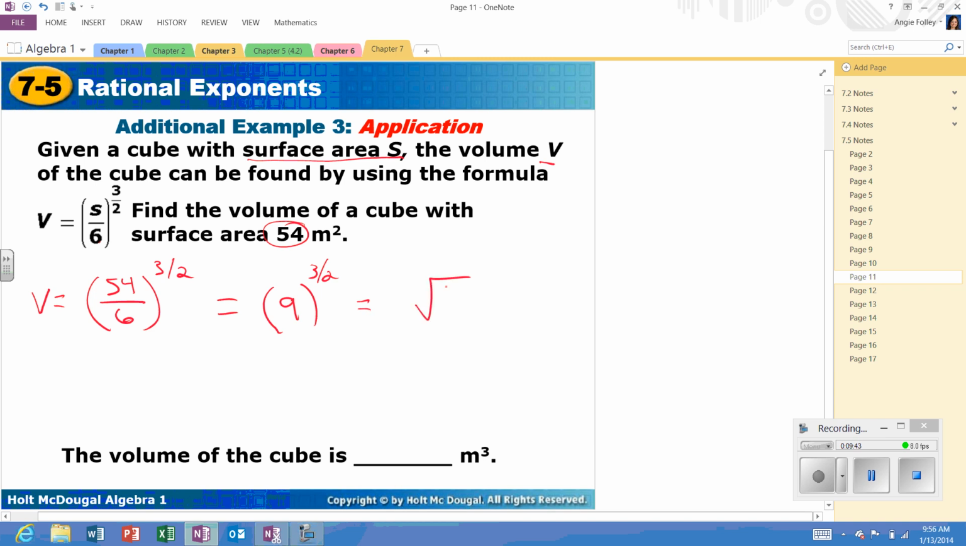We can rewrite this as the square root of 9, all cubed. It should be the square root because remember this is what goes in the index. Or we can write it as 9 cubed and then the square root of that. Let's go with the first one because it's easier to take the square root of 9 first than cubing 9 and then taking the square root of that. The square root of 9 is 3. So then we have 3 to the third power, which is 3 times 3 is 9 times another 3 is 27. So your answer is 27 meters cubed. Okay.